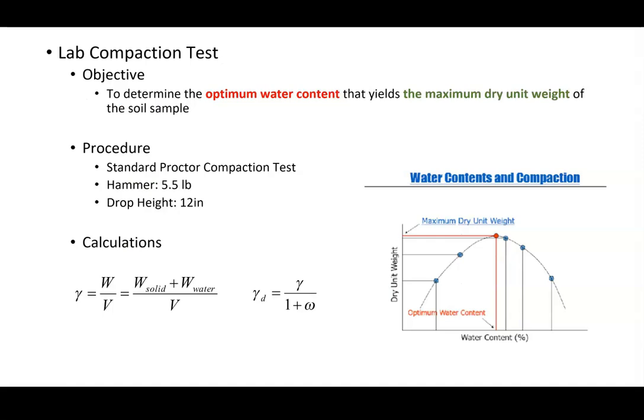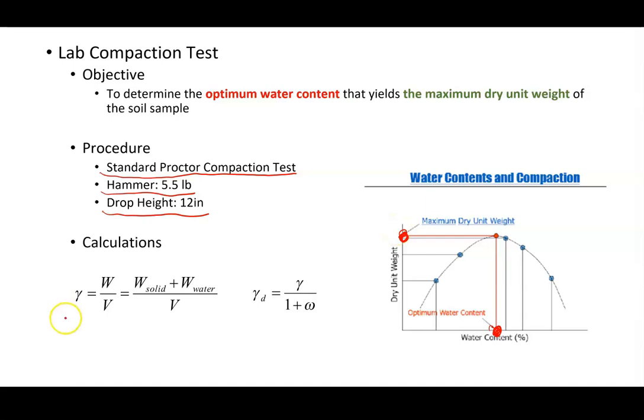So for compaction, this was the last lab, and we went over the standard Proctor compaction test, which uses a hammer with a weight of 5.5, and then the hammer is dropped on a soil sample from 12 inches. And you had to compact soil in the mold in 3 layers, 25 drops per layer. The objective of this test is to find the optimum water content that yields the maximum dry unit weight.